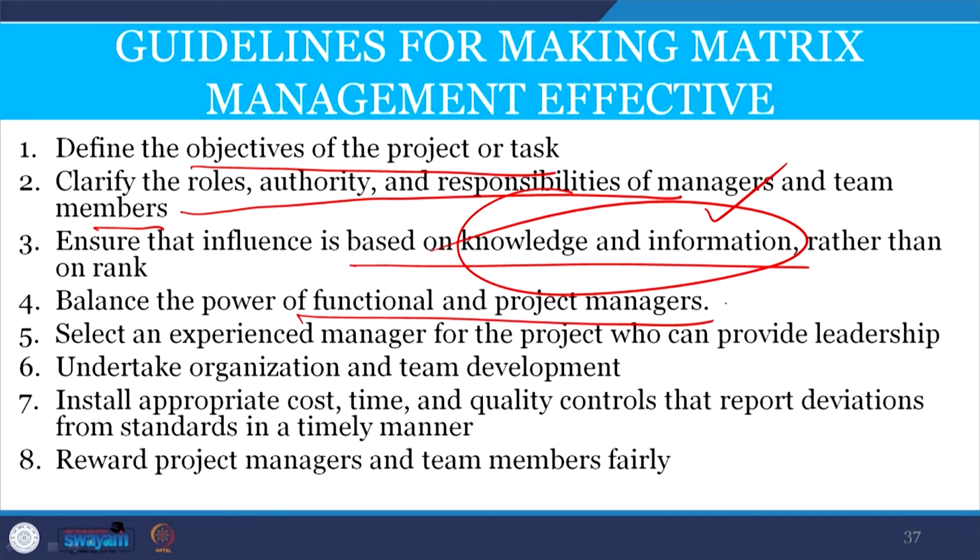So, as the manager working in the project is reporting to both the project manager and the functional manager, there has to be a balance exhibited by the person in the reporting relationship. Select an experienced manager for the project who can provide leadership. Undertake organizational and team development. Install appropriate cost, time and quality control measures that report deviations from standard in a timely manner. Reward project managers and team managers fairly.